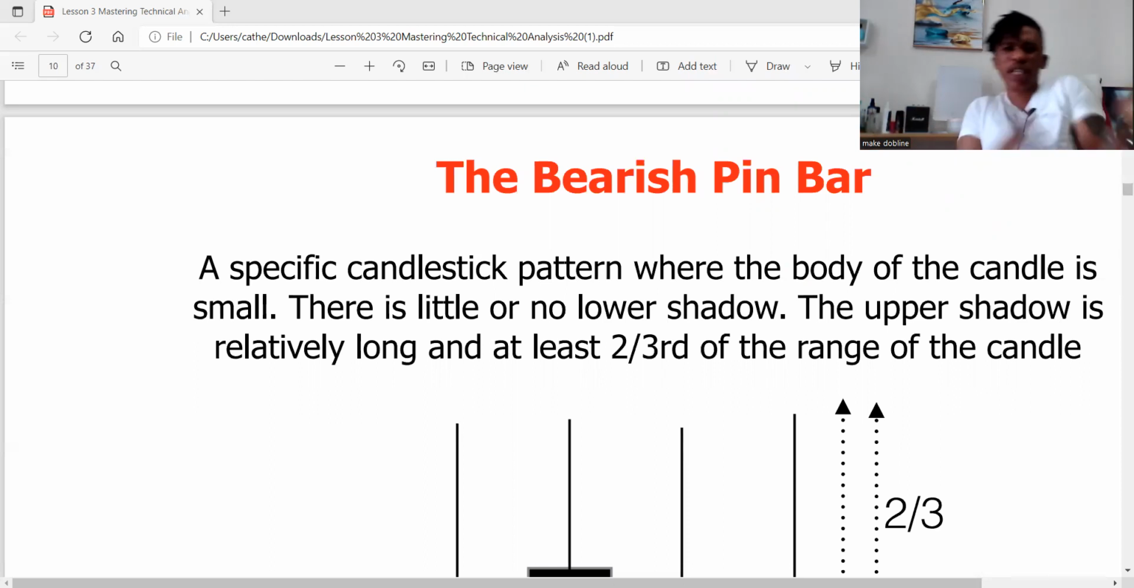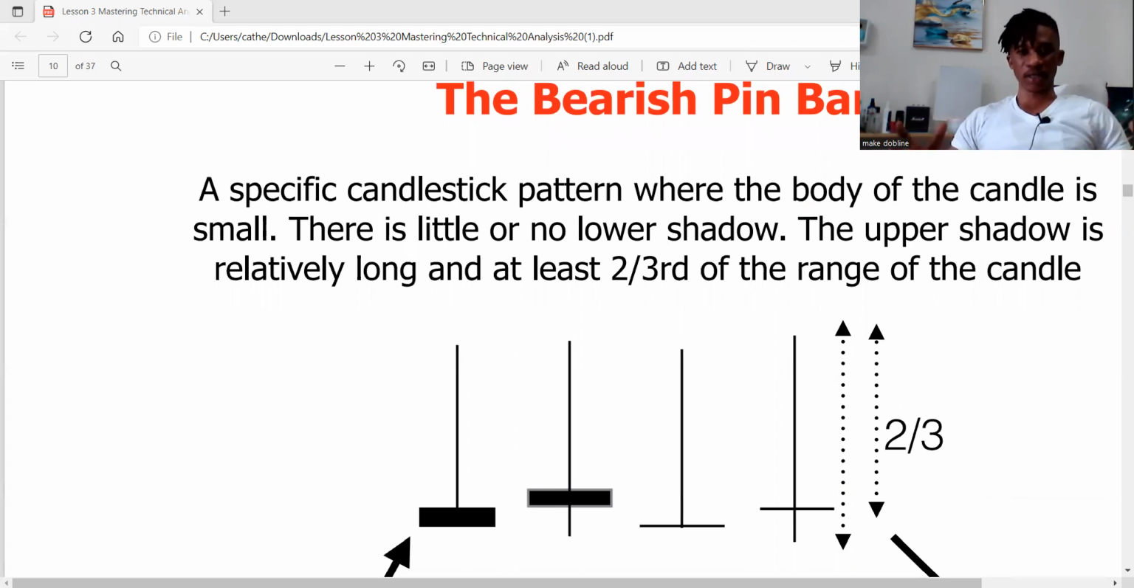So look at the second one, the bearish pin bar. This is just like the bullish pin bar, but they have differences. The bullish pin bar is for the uptrend, the bearish pin bar is for the downtrend. But let's go to the definition of the candle first. It's a specific candlestick pattern where the body of the candle is small, there is little or no lower shadow, and the upper shadow is relatively long, at least 2/3 of the range of the candle, right?